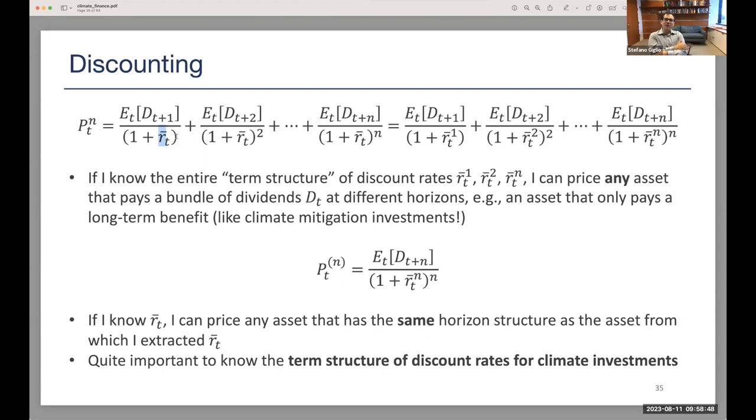So we're kind of lucky that there's been work over the last decades, unsurprisingly, exactly thinking about how we learn about these different discount rates over short-term and long-term periods, and then we're going to try to link them to the climate. So that's the goal for the next few slides.